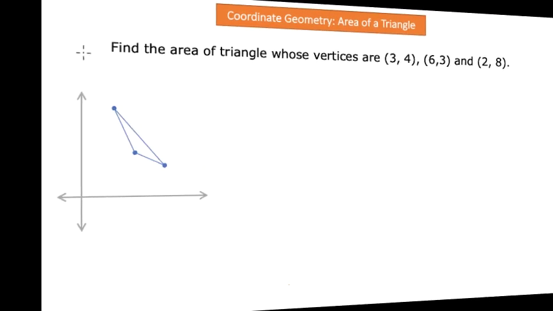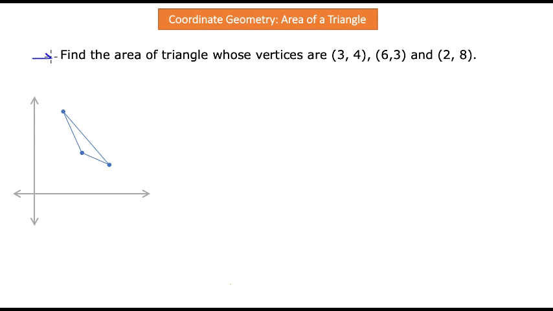So let's take a look at this example in which we are supposed to find the area of a triangle whose vertices are (3, 4), (6, 3) and (2, 8). Now I have this XY coordinate plane just for reference if you would like to draw a diagram. You don't have to, it will save you some time. But the important thing is labeling these vertices in 1, 2, 3 fashion. So this is my x1, y1, this is my x2, y2, and this is my x3, y3.